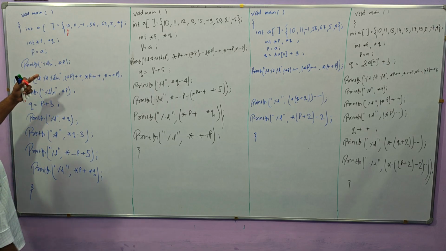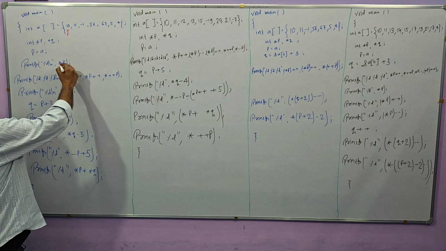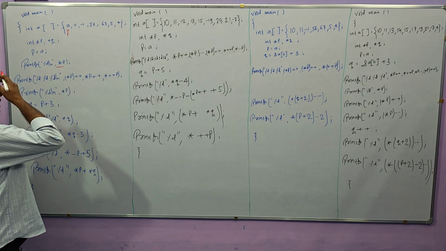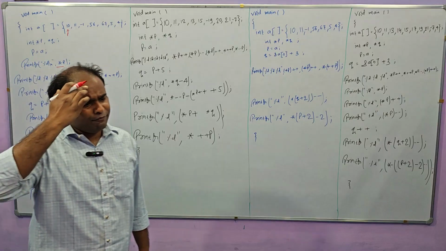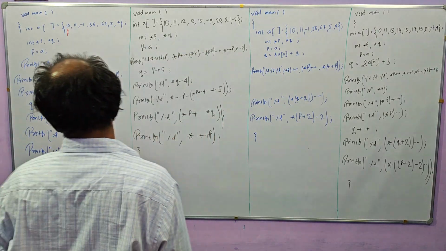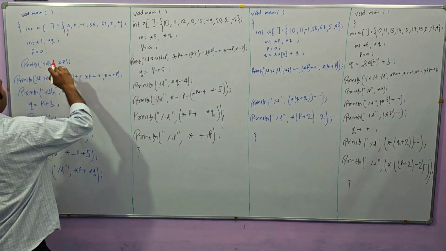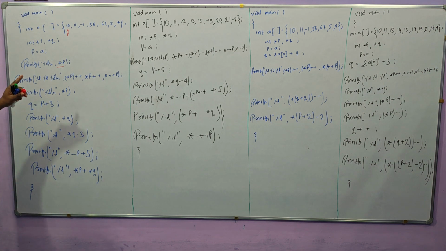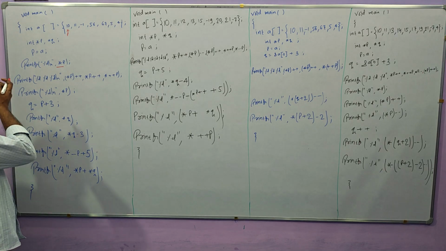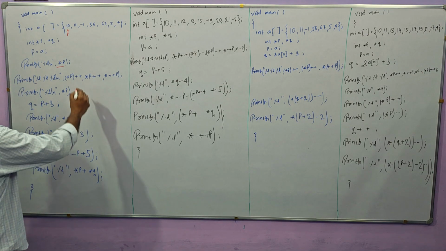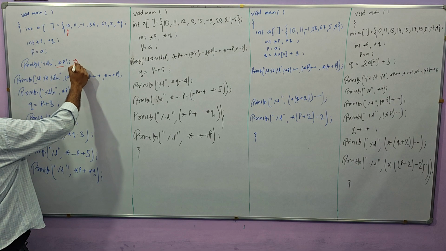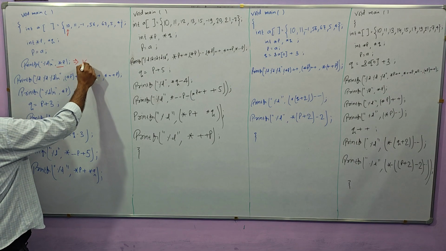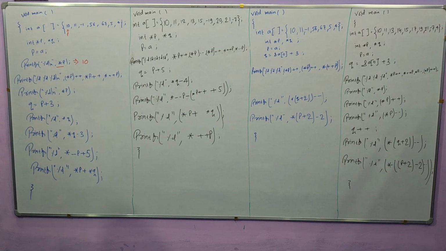So printf of *p. Whenever we need to dereference the pointer, we use this asterisk sign, and we get a value. Basically, a pointer shows the address of a variable. So here we get 10 as a result.